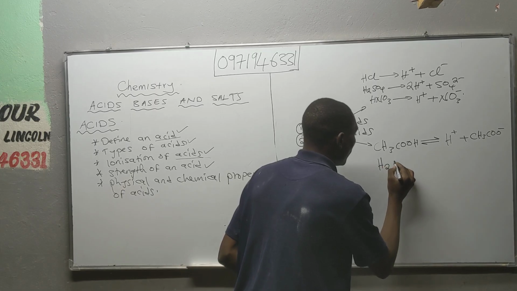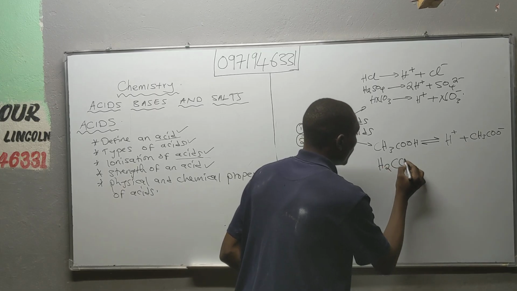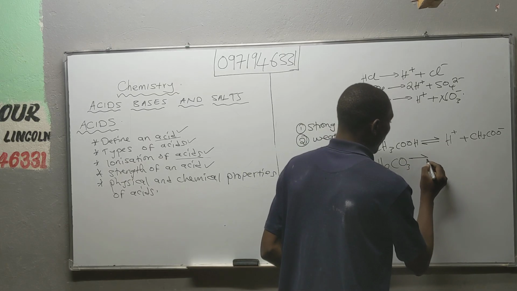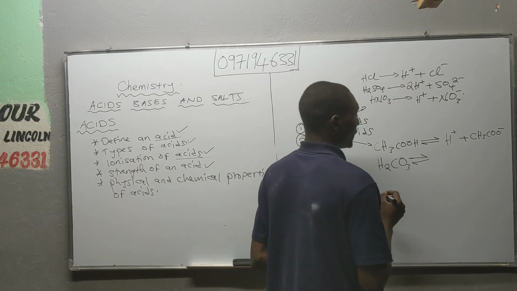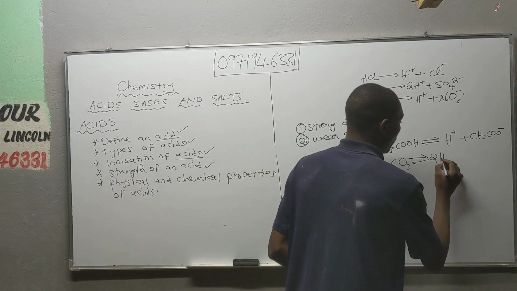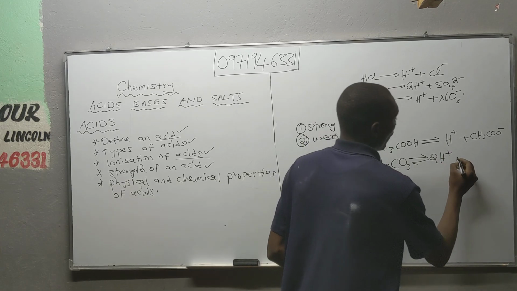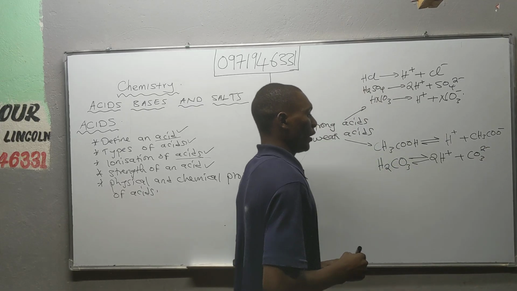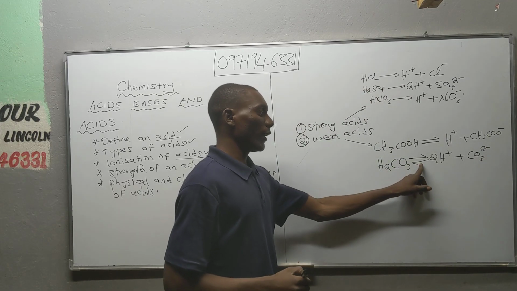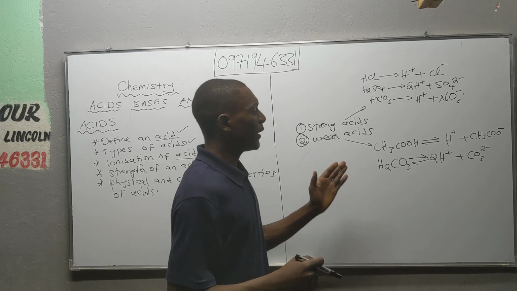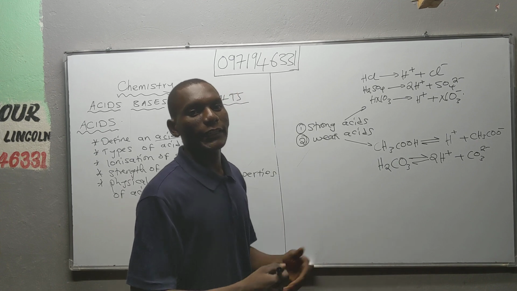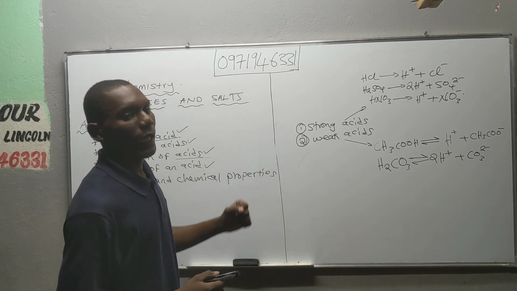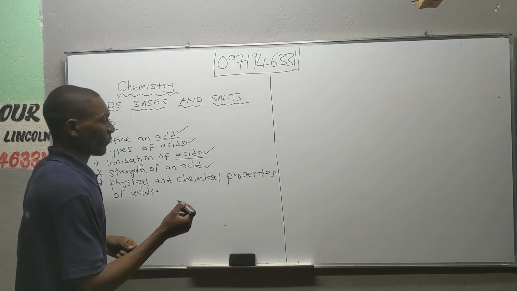Another example that we can look at is carbonic acid. So carbonic acid, we have H2CO3. When it is dissolved in water, it ionizes partially. It will produce 2 hydrogen ions plus carbonate ion. Since we have 2 arrows here, it is telling us that it has ionized partially. So these are the 2 types of acids according to their strength.